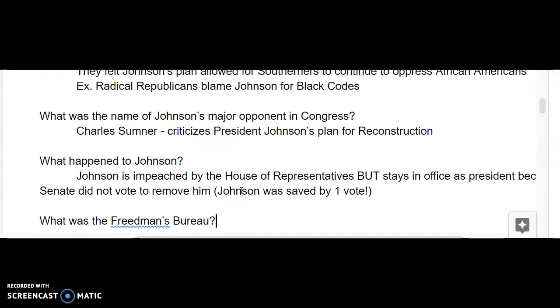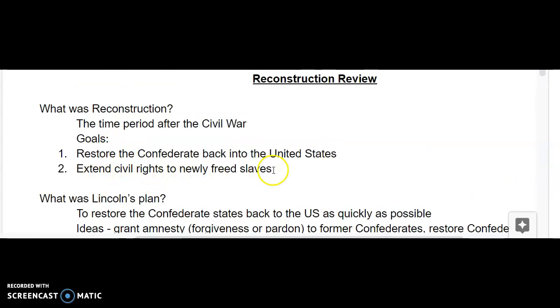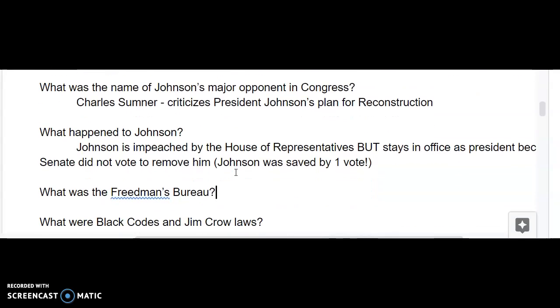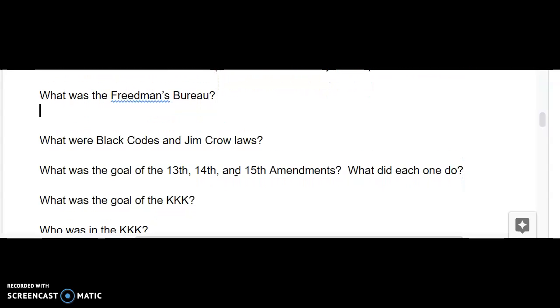So if we go back up to our very first question, what was Reconstruction? One of those main goals was to extend civil rights to newly freed slaves. That brings us down to the Freedmen's Bureau. So the Freedmen's Bureau was part of Reconstruction.